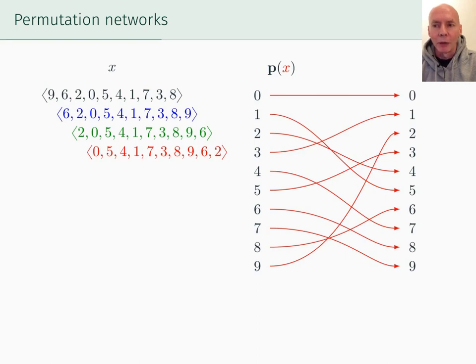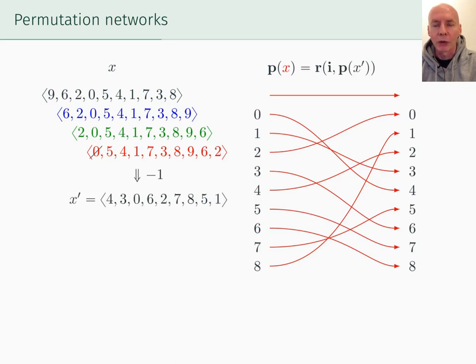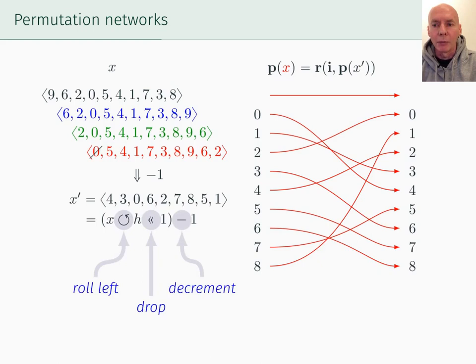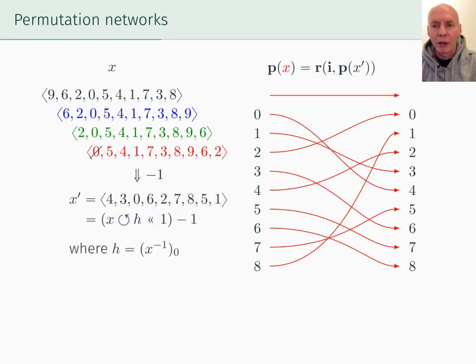We have a permutation network expressible as a wire in parallel with a smaller permutation network. And this smaller permutation network is given by a permutation X prime obtained from X by rolling it to the left H times, dropping the first term, and then pointwise decrementing the rest of it. Here I'm using some notation for rolling, dropping, and decrementing, where H is the index of 0 in the original permutation X. And this result is expressible as rack of I with P of X prime.